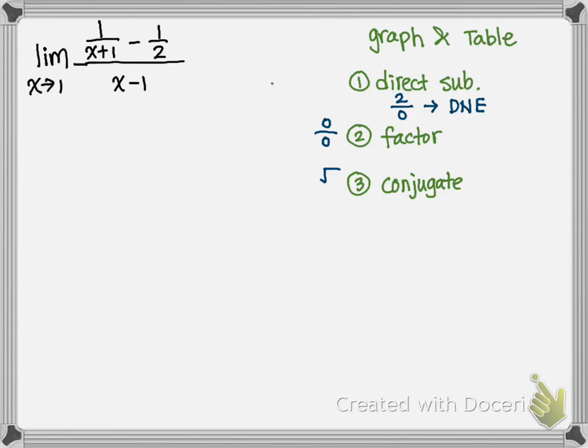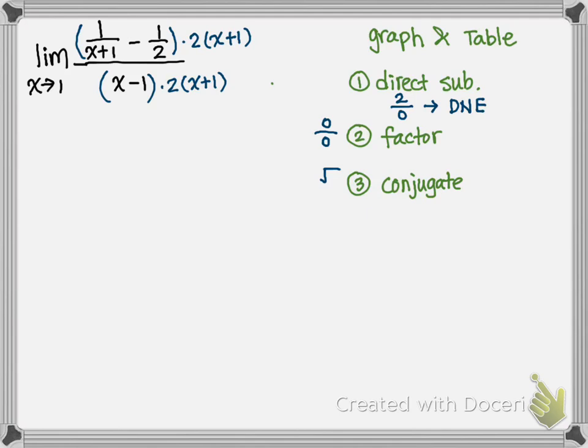If you take a look at the limit that we have right here, it doesn't seem that we can factor or use conjugate method. So the first step is to simplify this complex fraction. When we simplify the complex fraction, we need to get rid of the fraction inside of a fraction. We have 1 over x plus 1 and we have 1 over 2. So we need to multiply the top and bottom by the common denominator, 2 times x plus 1.